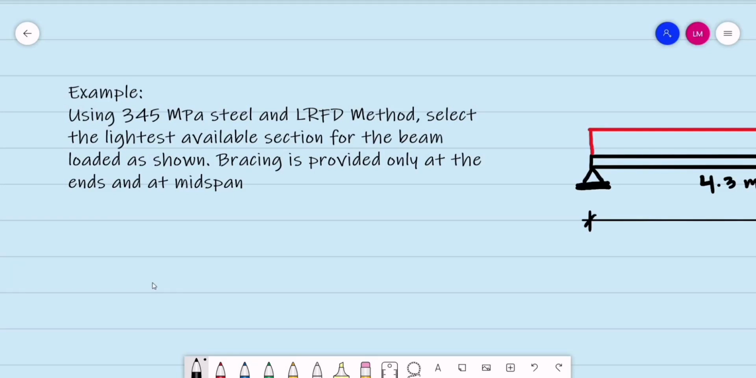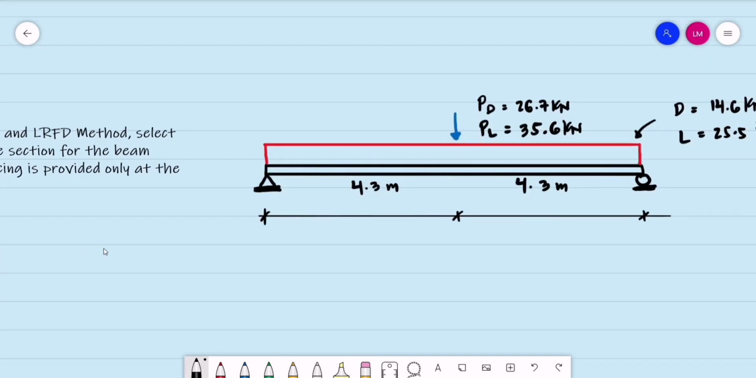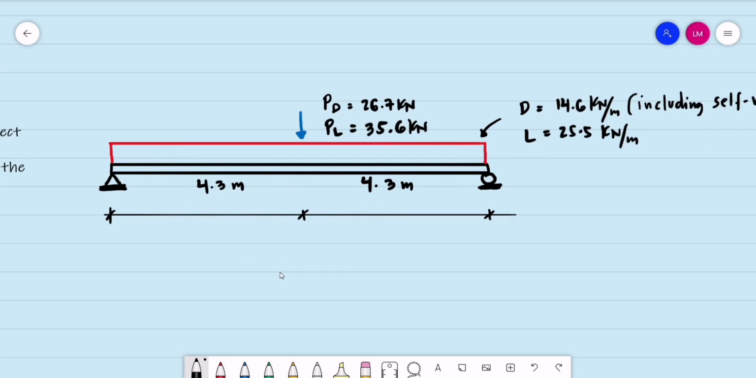Good day. So let's have another example for the selection of section for a flexural member here in steel design. Using 345 megapascal steel and LRFD method, select the lightest available section for the beam loaded as shown. Bracing is provided only at ends and at midspan. So this is our beam loaded as shown.